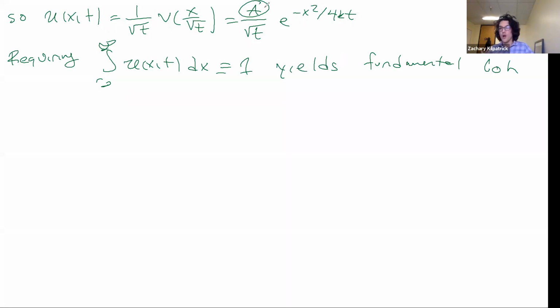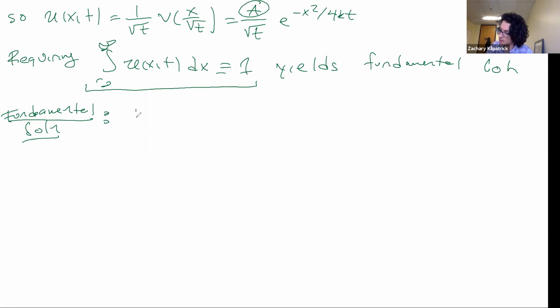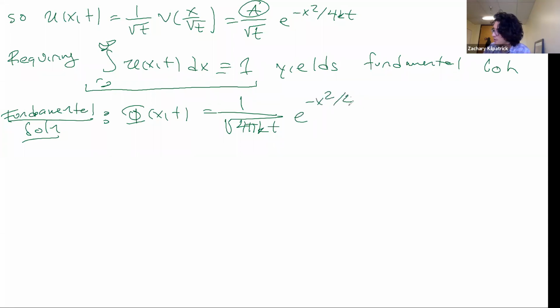And of course, we can go through the process of integrating the Gaussian using this polar coordinates trick that you probably learned in calculus. And when you do that and you make this requirement, then your fundamental solution, which I'm going to call phi of x,t, is equal to 1 over the square root of 4 pi kt, e to the minus x squared over 4kt. Okay? So what happens to this solution?